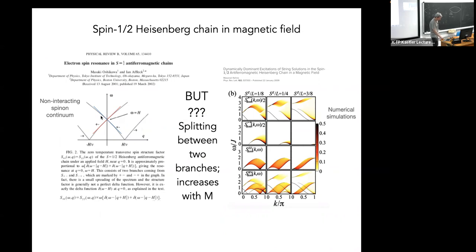If we zoom in, this picture, taken from the classic paper by Ishikawa and Affleck, shows this again triangular wedge. So at zero momentum, there is a single crossing point. And the first surprise comes when you dig through the literature looking for numerical data, and we find that numerically the transverse dynamic structure factor of the spin-half chain in magnetic field has been studied multiple times.